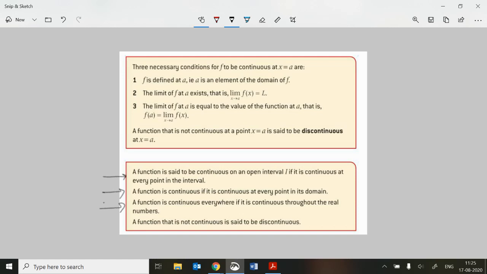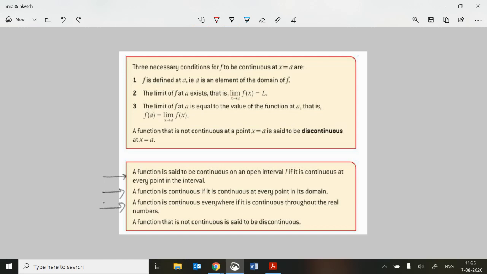It's saying a function is continuous if it is continuous for every point on the open interval, if it is continuous at every point in its domain, and if it is continuous throughout the real numbers. Now, in an exam situation, if you were asked why is it continuous, then I think I would just write down that the function is continuous at every point in its domain, and you'll probably just get away with that. But the domain accepts all real numbers as well.